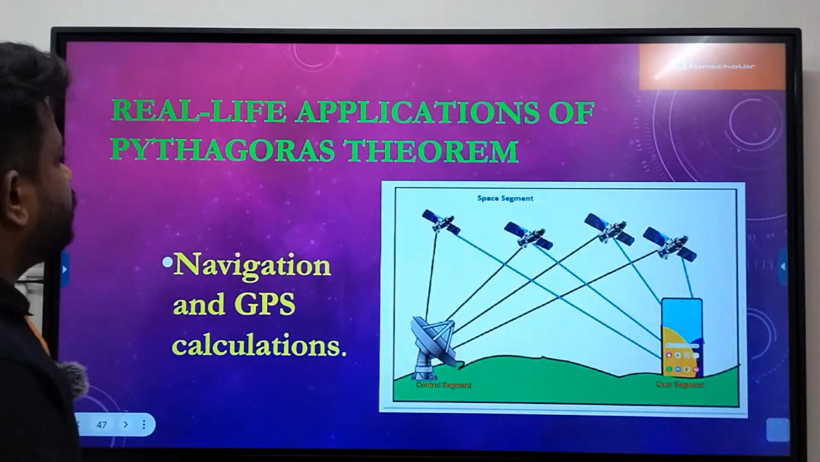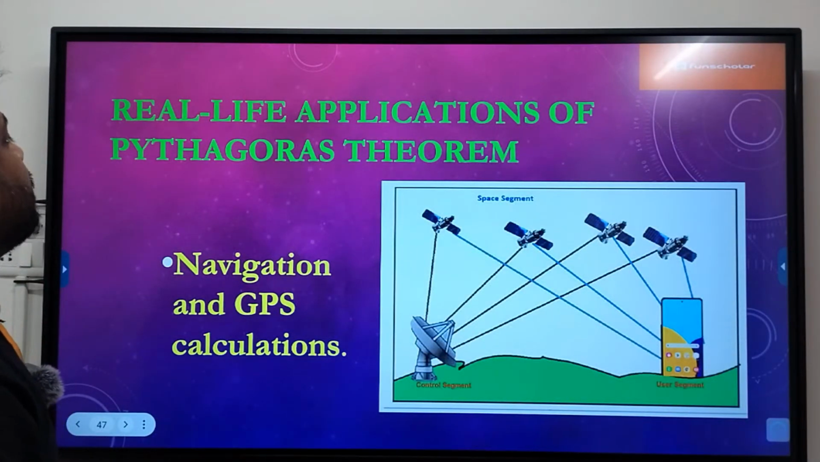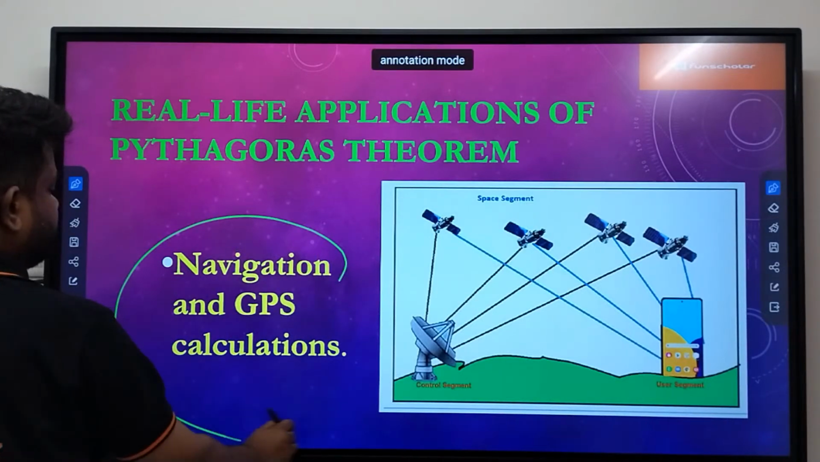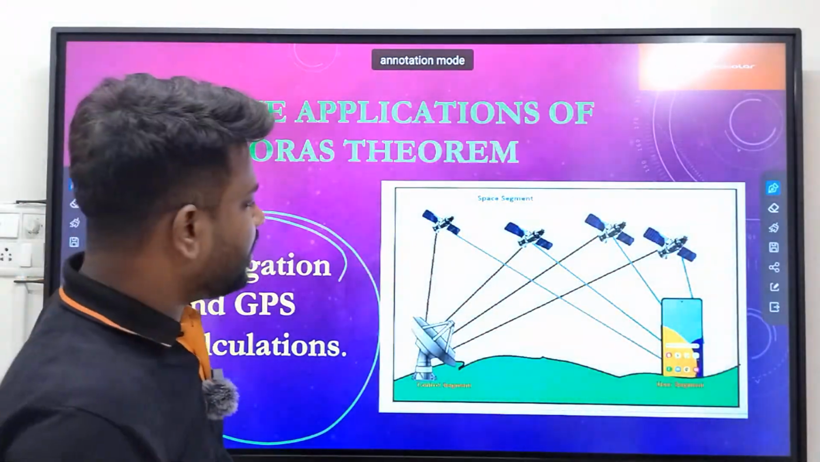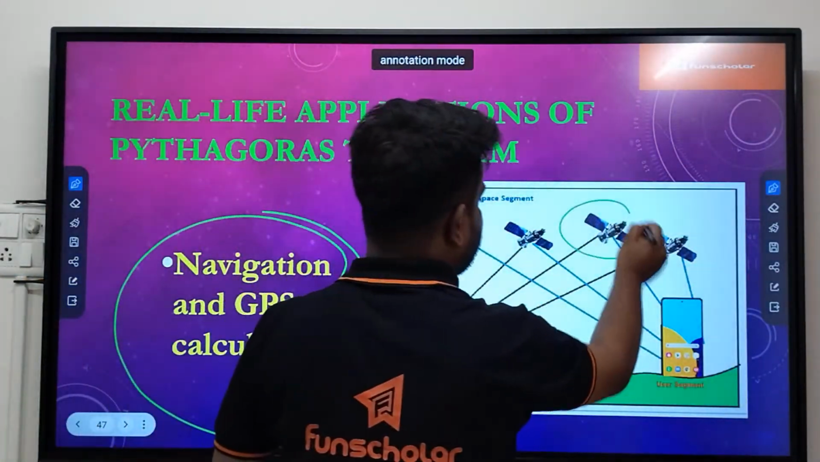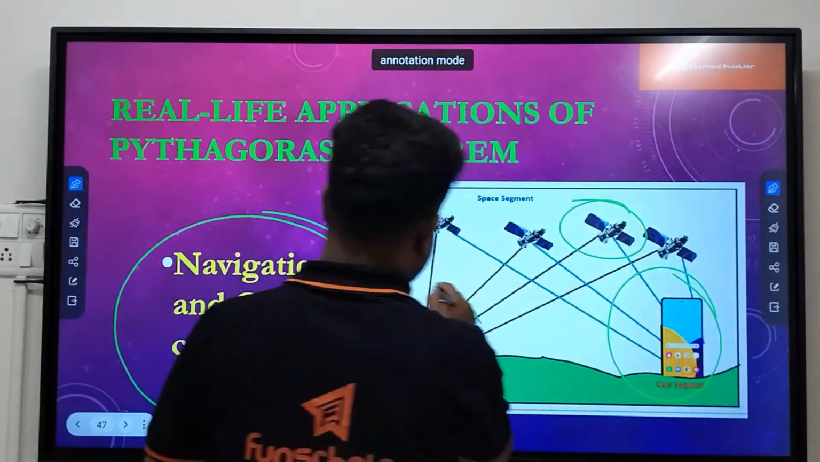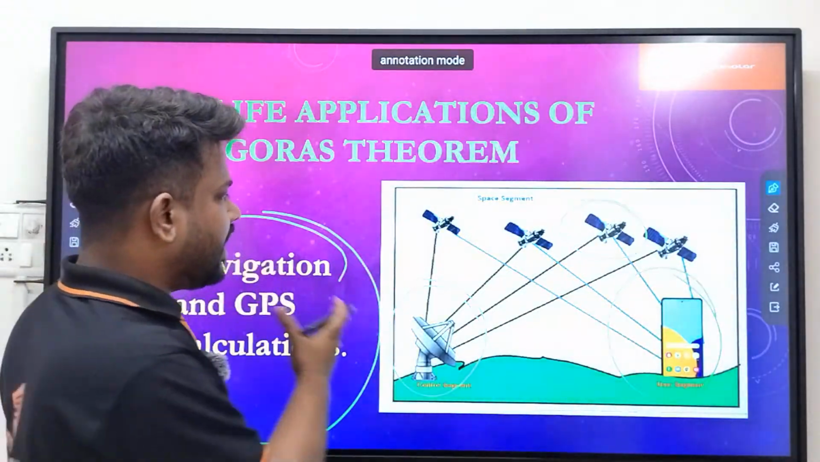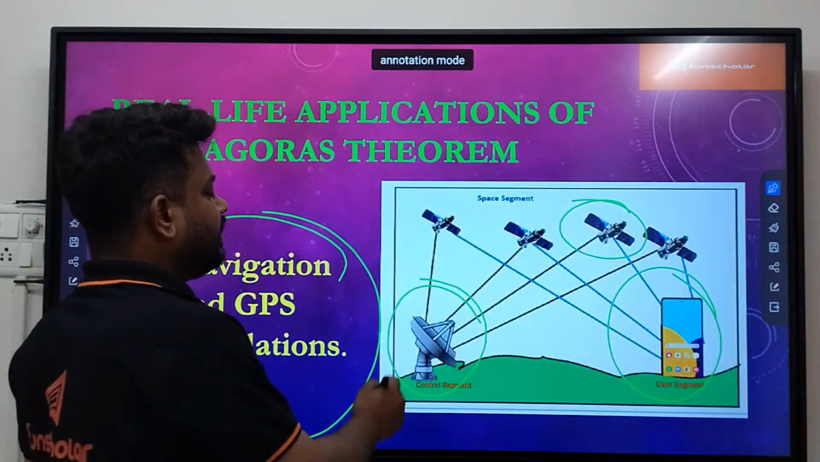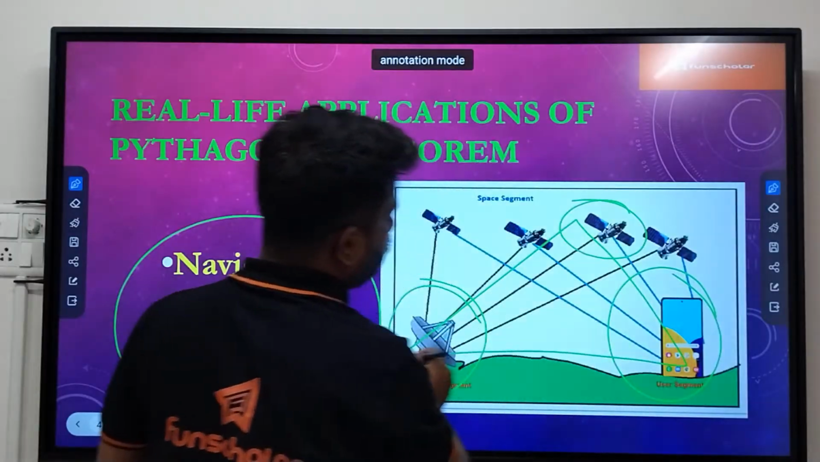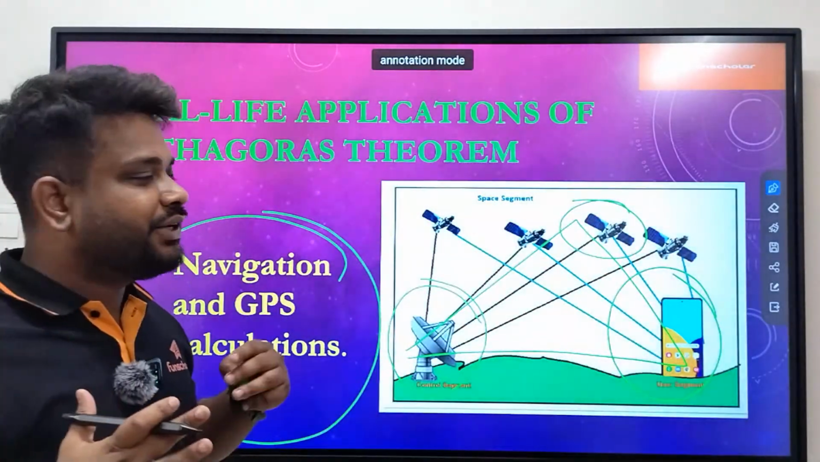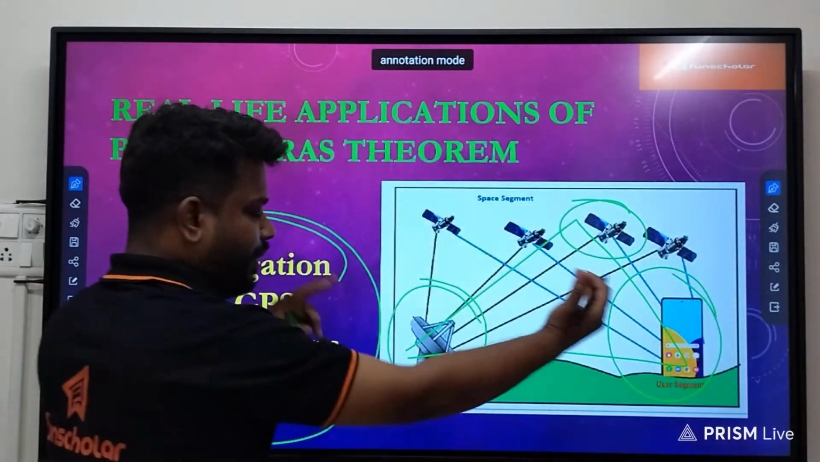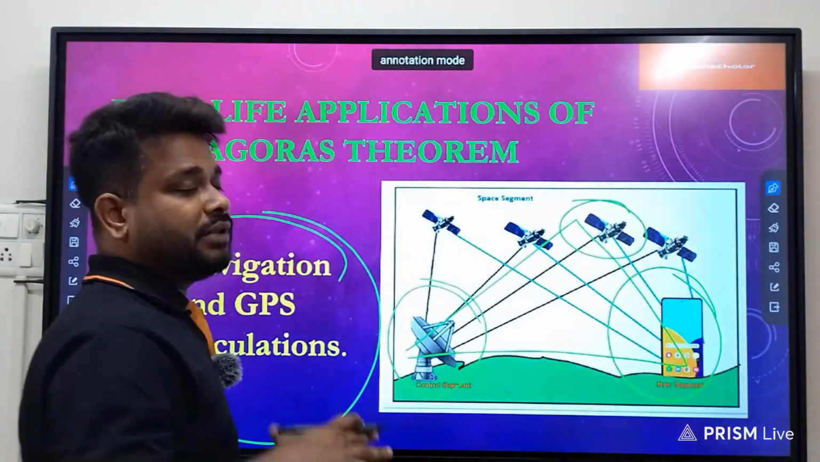Okay, let's go to the next one. Yes, another real life example of the Pythagoras theorem: navigation and the GPS system. So in the navigation and GPS system, like these ones are the satellites and your phone, and this is the satellite imaging system, where they are using the Pythagoras theorem or simply the triangle inequality to measure the distance, or maybe like the GPS.